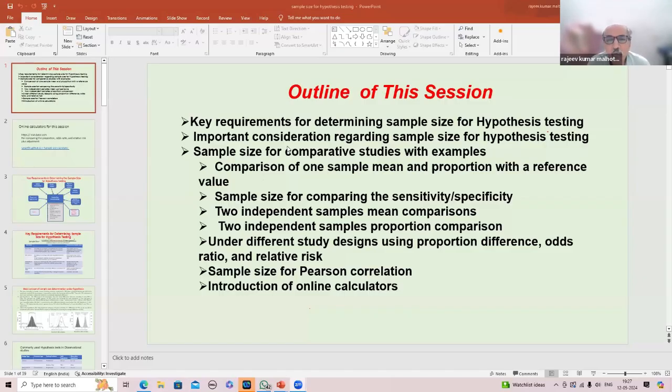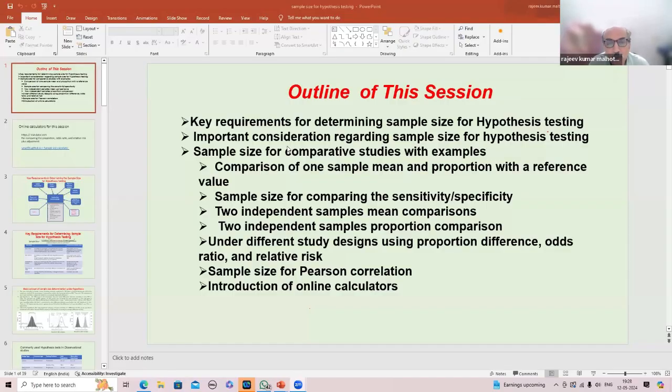In that case, how do we calculate the sample size? Sample size for comparing the sensitivity and specificity. Suppose I want to compare the sensitivity and specificity with the literature value. How do we calculate this? What formula is used for this one? Now this is for the one sample.